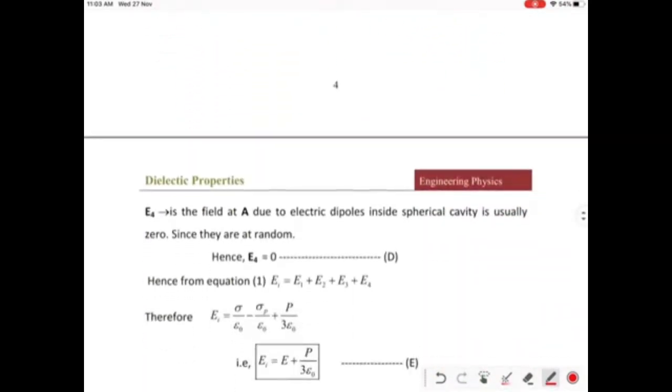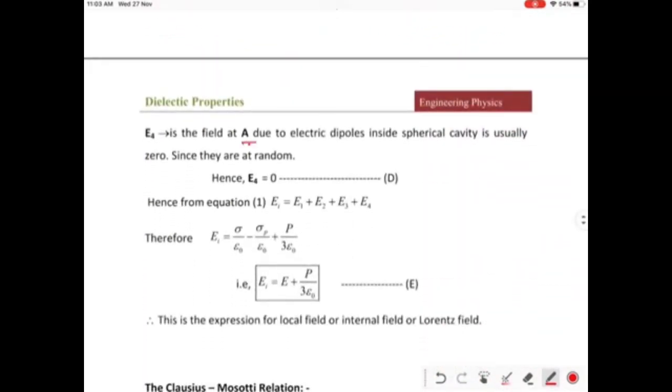So next one is E4. E4 is the electric field at A due to dipoles inside the spherical cavity. All the dipoles inside the spherical cavity are oriented in different directions, randomly. Because they are oriented randomly, the resultant electric field is 0, nothing but E4 is 0.